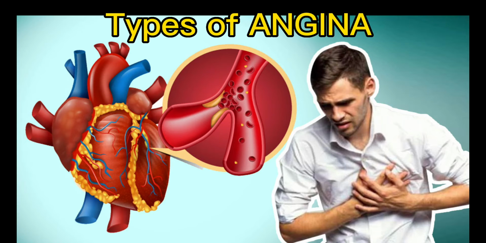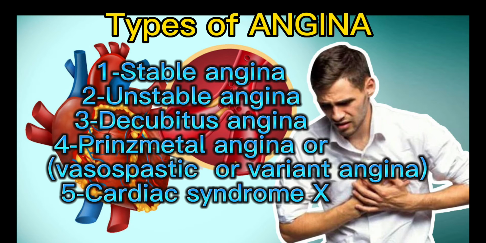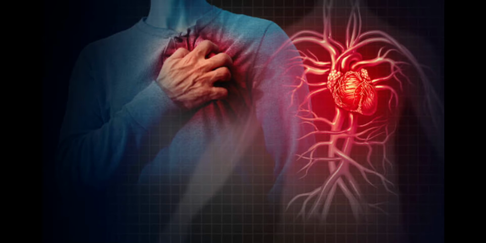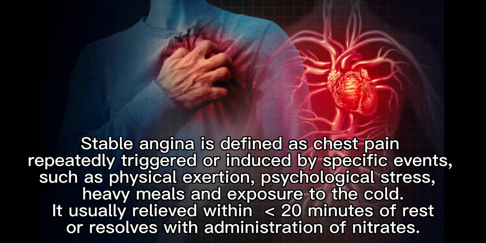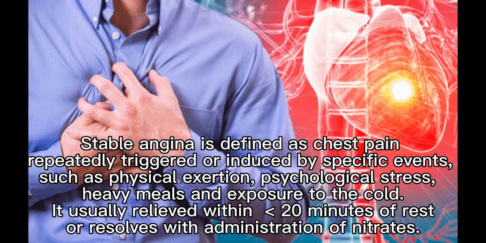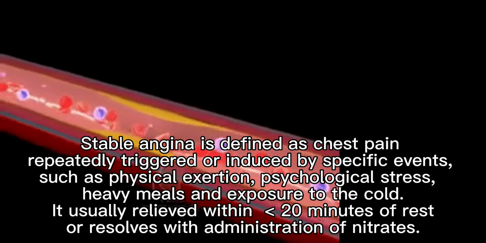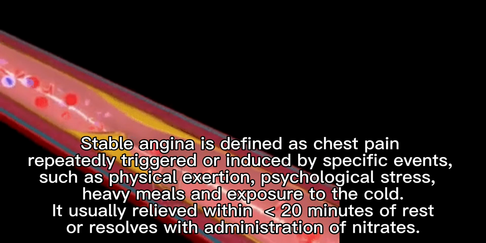Types of angina. Angina can be stable angina, unstable angina, decubitus angina, Prinzmetal angina or vasospastic or variant angina, and cardiac syndrome X. Stable angina is defined as chest pain repeatedly triggered or induced by specific events such as physical exertion, psychological stress, heavy meals, and exposure to the cold. It is usually relieved within 20 minutes of rest or resolves with administration of nitrates.